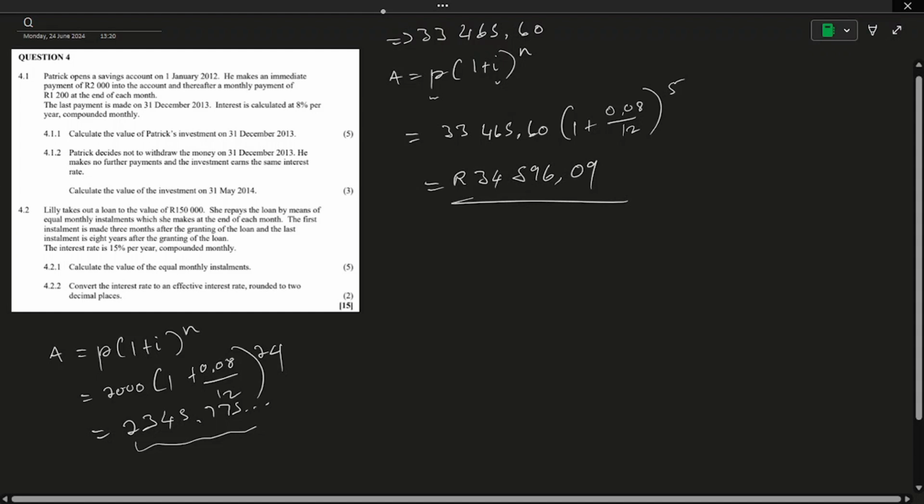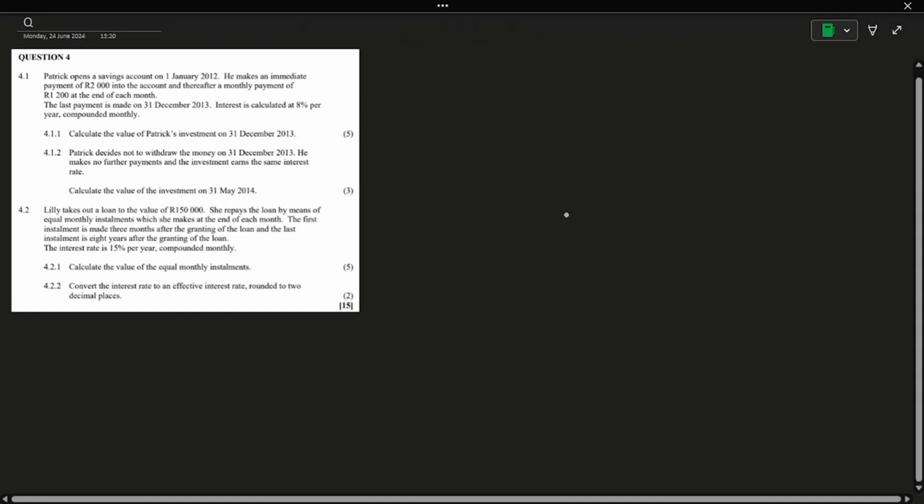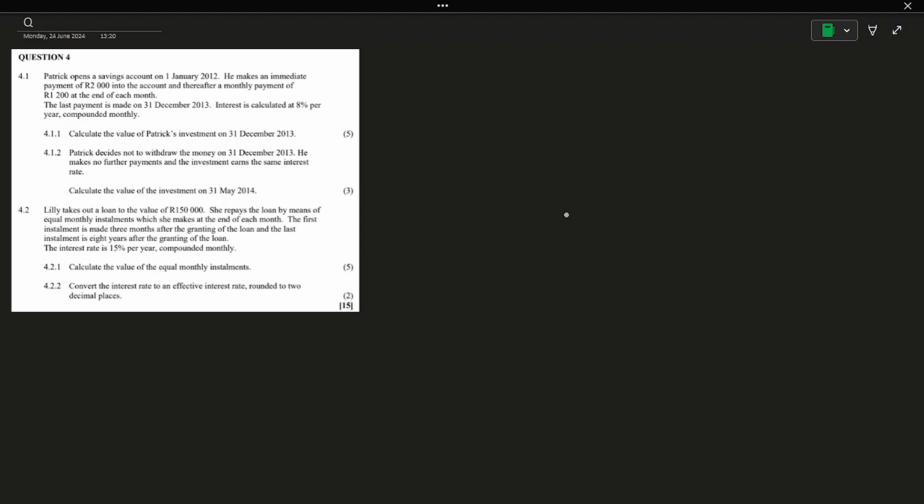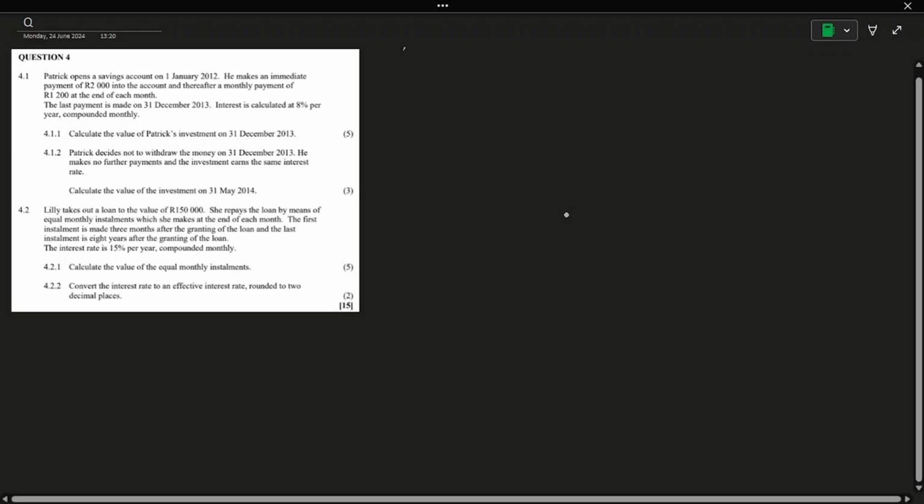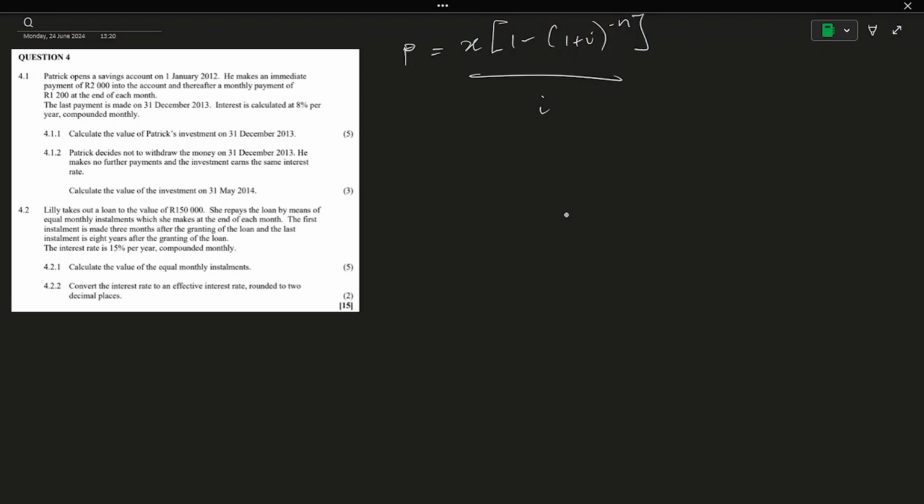Now let's continue to 4.2. 4.2 says Lily takes out a loan to the value of 150,000, right? So if they talk about the loan, we know we're going to talk about present value. So what is the formula of present value? The formula of present value is x, then 1 minus 1 plus i to the power of negative n, and then divided by i. So every time they talk about loans, usually I think in grade 12, they talk about loans for present values.